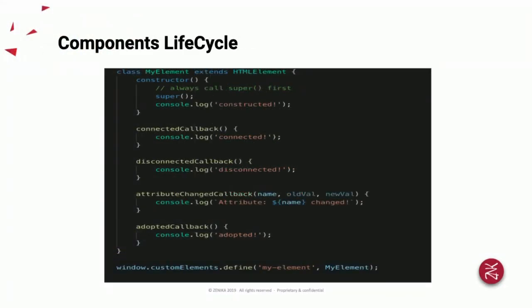These are the lifecycle methods provided with custom elements. The constructor is there by default with any class you define. Connected callback is called every time your component gets created and attached to the DOM tree. Similarly, disconnected callback is used to clear your memory and detach your events. Attribute change callback is called whenever you pass a property or attribute to your component. And adopted callback is called when you move your custom element from one DOM element to another.